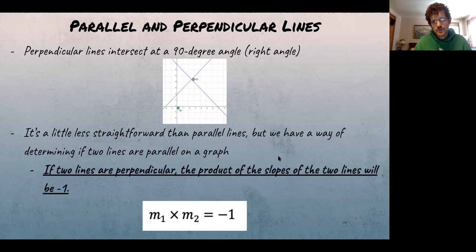We had to take the slopes of our two lines and multiply them. If the product of those two slopes is -1, then they are perpendicular. If it's anything else, even if it's like -99/100, if it's anything else, then they are not perpendicular. Okay.